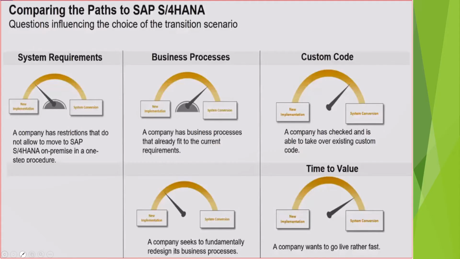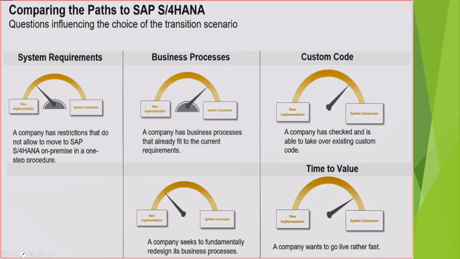Now the next slide shows the comparing paths for SAP S4 HANA. Suppose your client is not on SAP, then you go for a new implementation. Or if your client is already on SAP, then it depends. If the company has a business process that fits the current requirement, they don't want to do anything, so they will just do the conversion. They will not go for a new implementation. Why would they invest the money again, right? So they will go for just a system conversion.